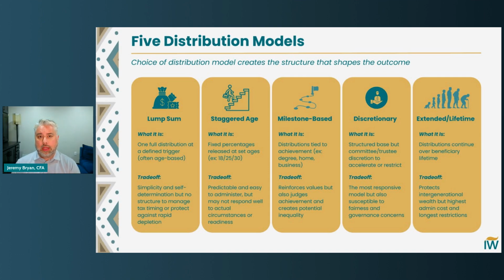They all sound terrific, but there are offsets to those things too, which may create circumstances that create some inequality for the actual distributions. On the discretionary side, again, it's up to the committee and trustee to accelerate or restrict distributions based upon individual circumstance, right? Or specific milestones, or things that they want to put together that is a structured base, but is discretionary based upon what the committee wants to do. I think that's the most responsive model. Obviously, it can do those things, but it's going to be incredibly hard to administer.